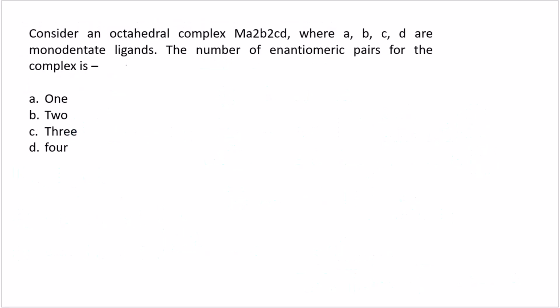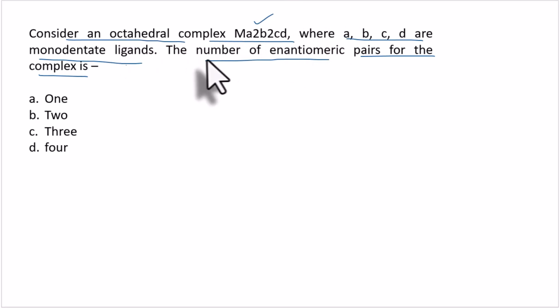Thank you so much. And before I leave, I want you to have a look at this question that has been asked in one of the competitive examinations. It is the same question asked in a different manner. Consider an octahedral complex Ma2B2CD where A, B, C, D are monodentate ligands. The number of enantiomeric pairs for the complex is. So just now we solved this particular problem where the total number of isomers was also asked along with the enantiomeric pairs. And in this question, only the number of enantiomeric pairs has been asked.